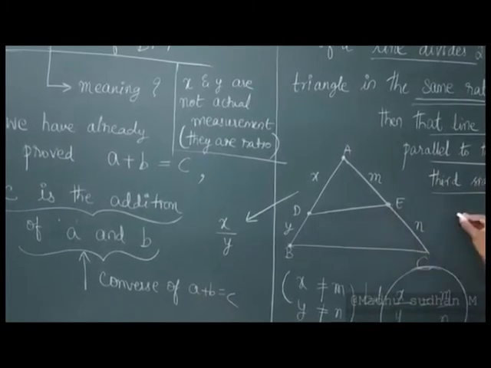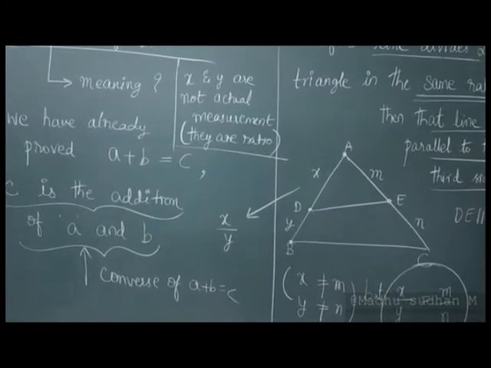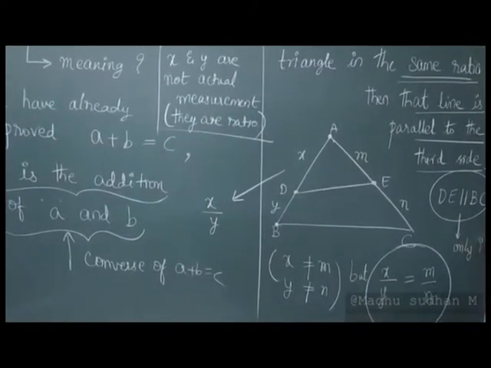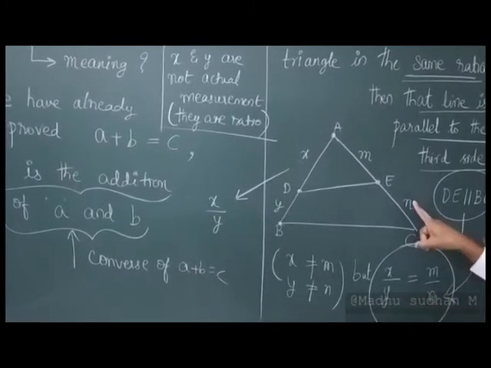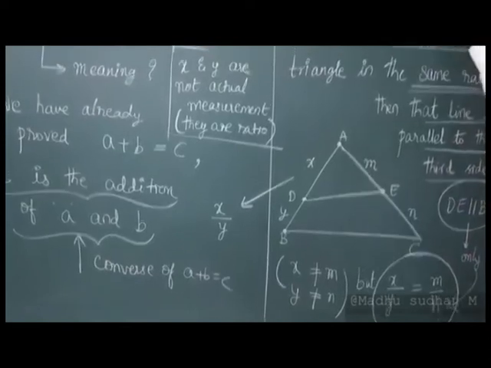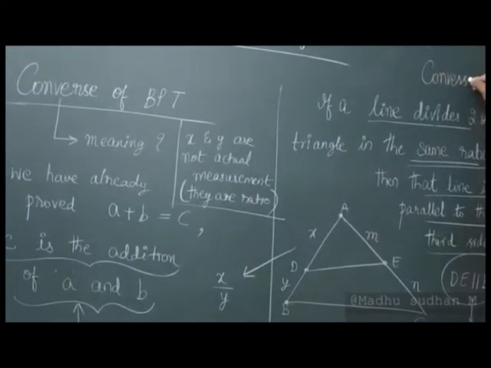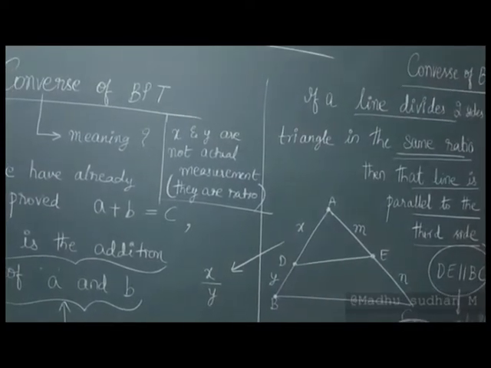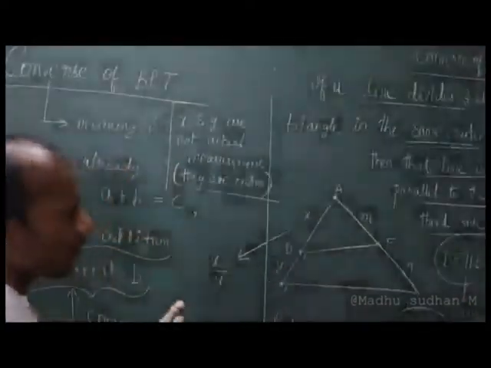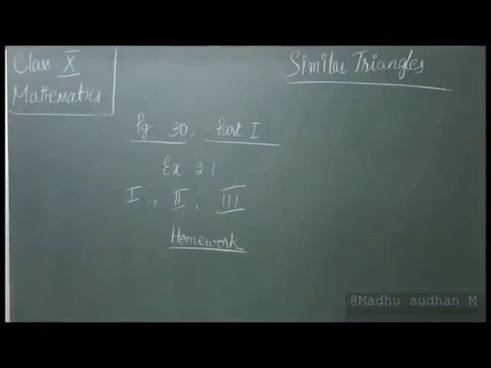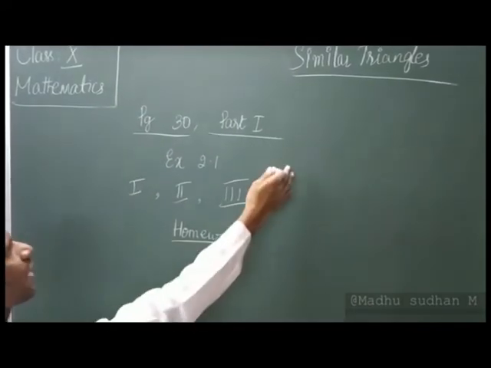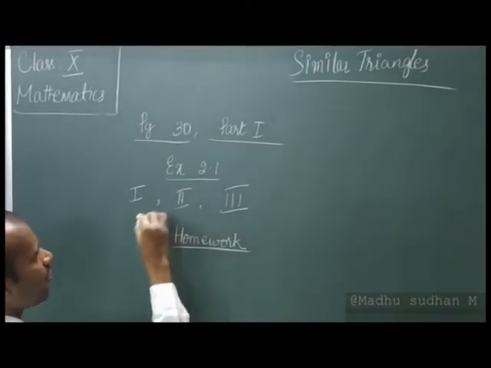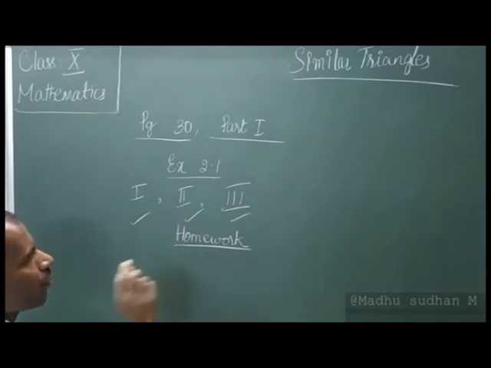So let me write DE now. DE is parallel to BC only if this ratio is the same. Follow, children. So this is called converse of BPT. Generally they don't ask the proof of converse, but the statement they may ask in the test or examination. So similar triangles for 10th standard, page number 30, part 1, exercise 2.1, first main, second main, third one. You can take this as homework.